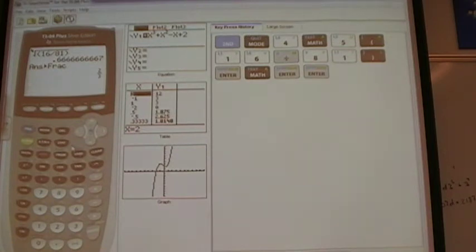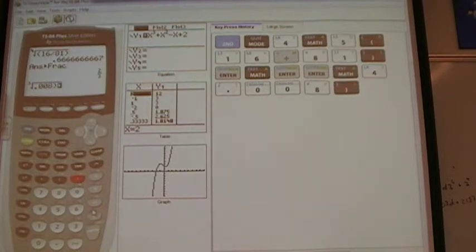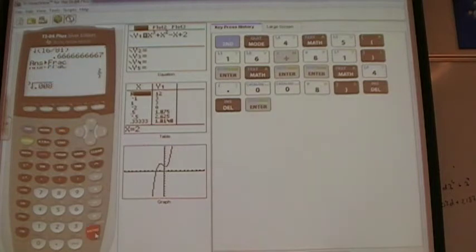If I want to do cube root, I would hit math, 4 is cube root. And what was the decimal? 0.008? Yep. 0.008 should give me 0.2. Well, I don't know why it did that. Enter. There you go. Okay?